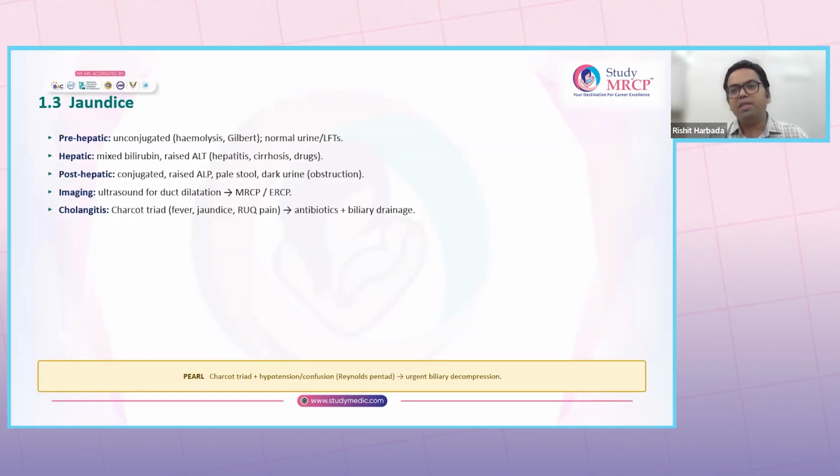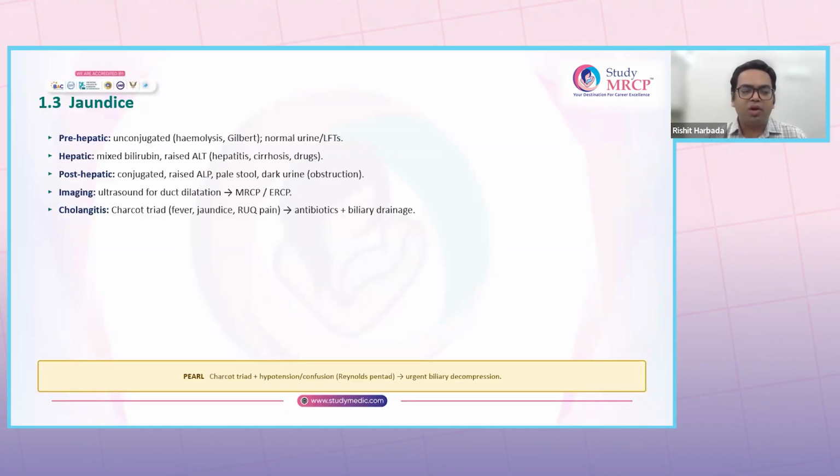Now this bilirubin goes into the intestine, where it forms stercobilin, and it is excreted in the form of stercobilin. Whatever bilirubin is left can get reabsorbed and can be excreted in the urine in the form of urinary urobilinogen. Now, jaundice is divided into three parts.